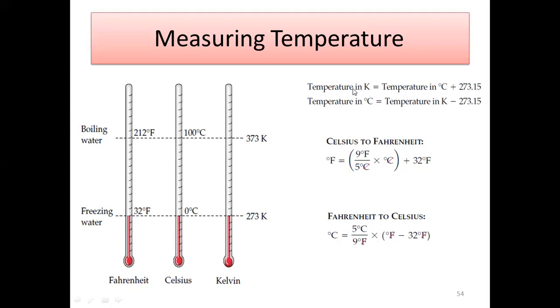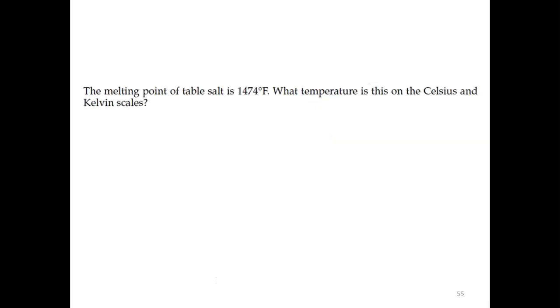If the Kelvin is given, then you have to first calculate in centigrade, and then put the centigrade over here to get the Fahrenheit. So there is no direct conversion from Kelvin to the Fahrenheit, or Fahrenheit to the Kelvin. So this is the intermediate formula. So this is very simple. Don't worry about this conversion.